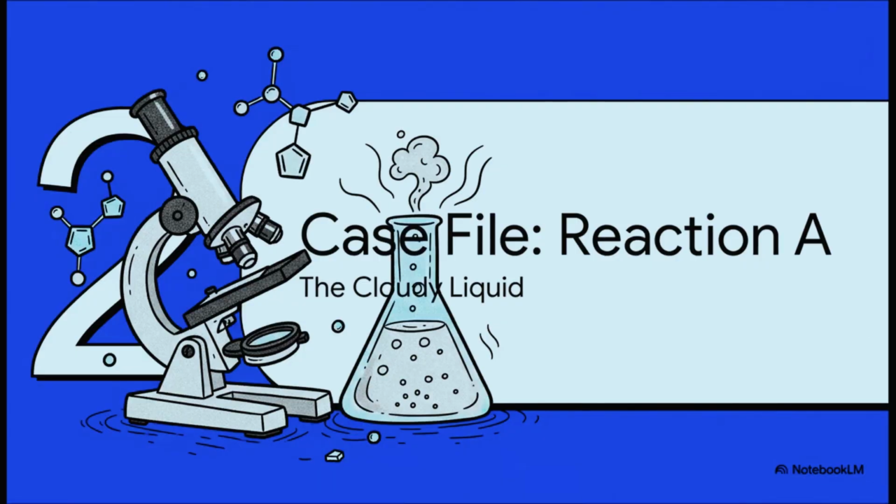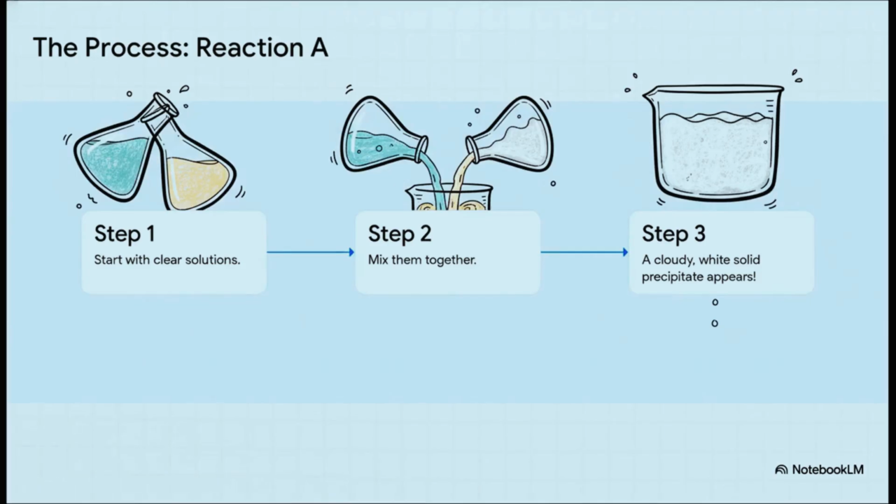First up, let's zoom in on our first case file. We're putting reaction A under the microscope to see what's really happening. It's super simple, really. Step 1, you've got your two clear solutions. Step 2, you mix them. And then step 3, wow, almost instantly, this cloudy white solid just appears out of nowhere. It's a pretty dramatic transformation, going from perfectly clear to this milky solid.